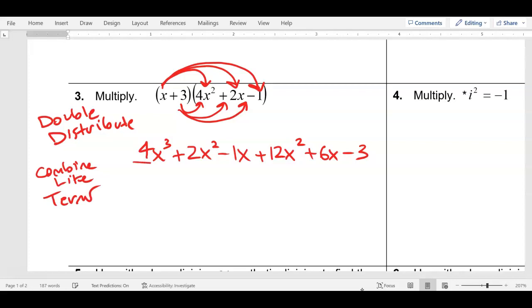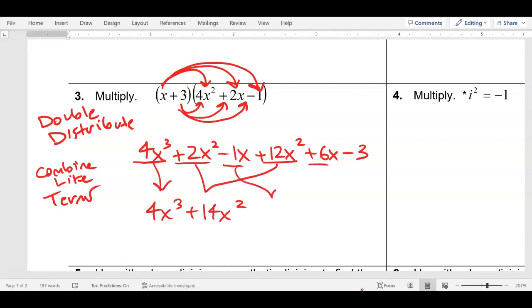All right, so the only cubed is right here. Let's bring it down. 4x cubed. I got positive 2x squared plus 12x squared. That is a total of 14x squared. I got minus 1x plus 6x. Negative 1 plus 6 is 5x. And then the only constant I have is minus 3. Cool.